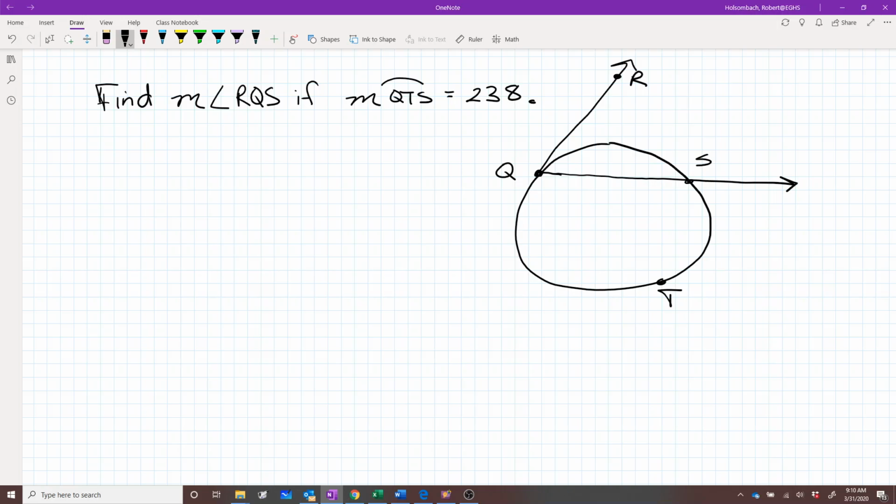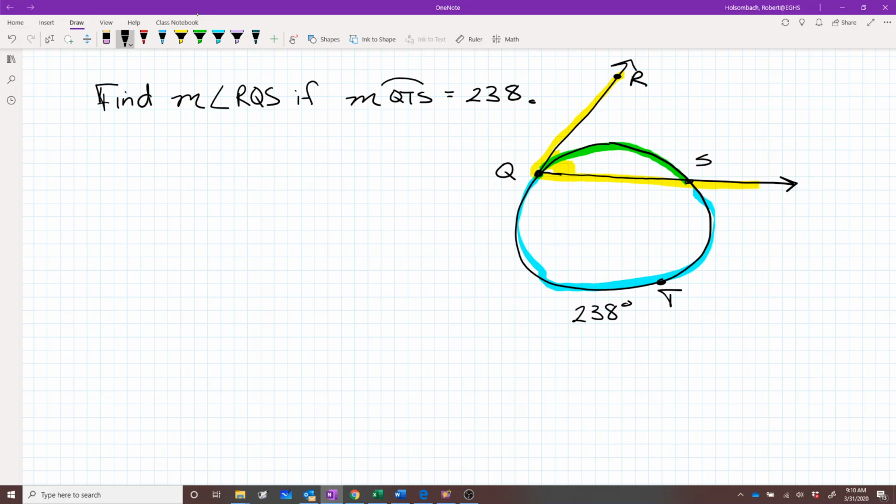We need RQS. Alright, so we're looking for this angle, RQS. We need this angle right in here. And we know from our rule that that angle is equal to half of its intercepted arc. And its intercepted arc is this green one. But it looks like we are given the measure of QTS. We're given the measure of the blue arc. This is the blue arc that goes around the back. And its measure is 238 degrees.